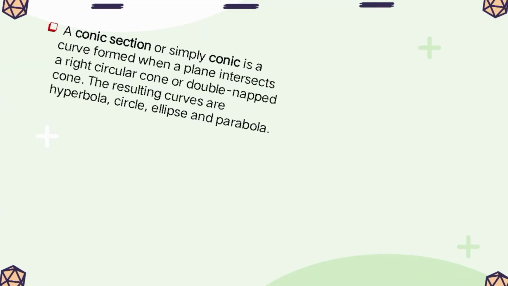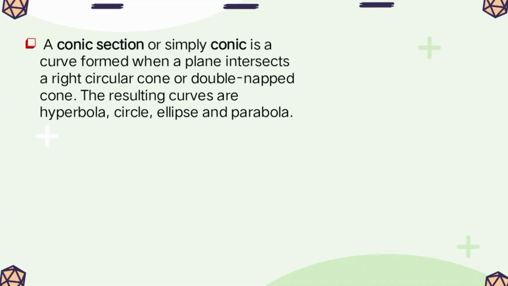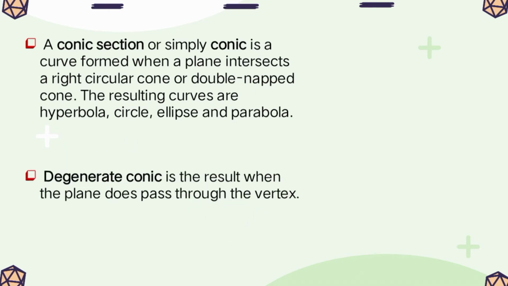So what is a conic, by the way? A conic section, or simply a conic, is a curved form made when a plane intersects a right circular cone or double-napped cone. The resulting curves are hyperbola, circle, ellipse, and parabola. What is a degenerate conic? It is the result when the plane passes through the vertex.